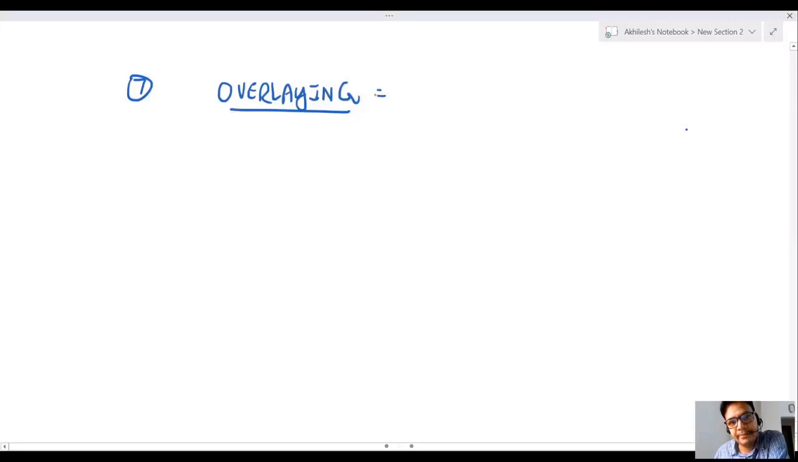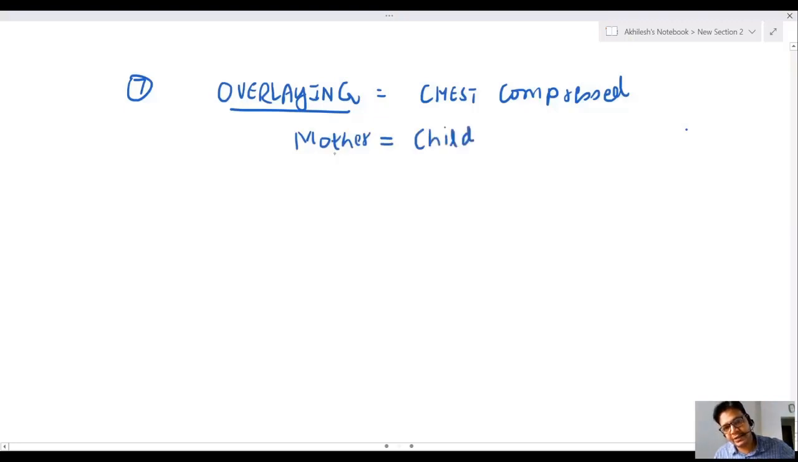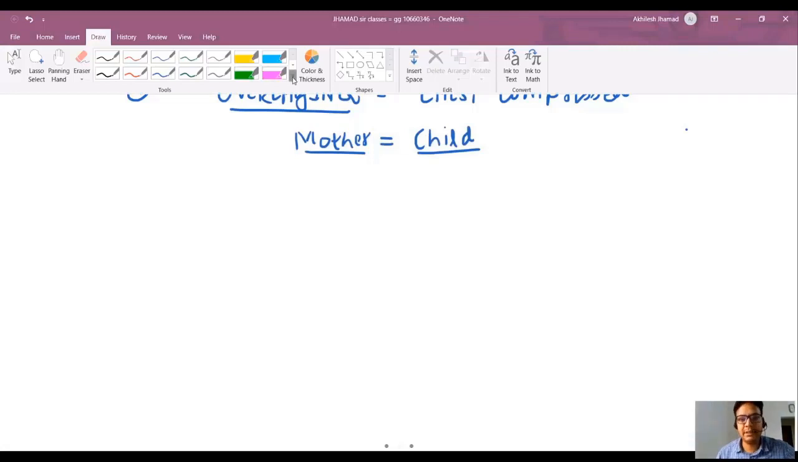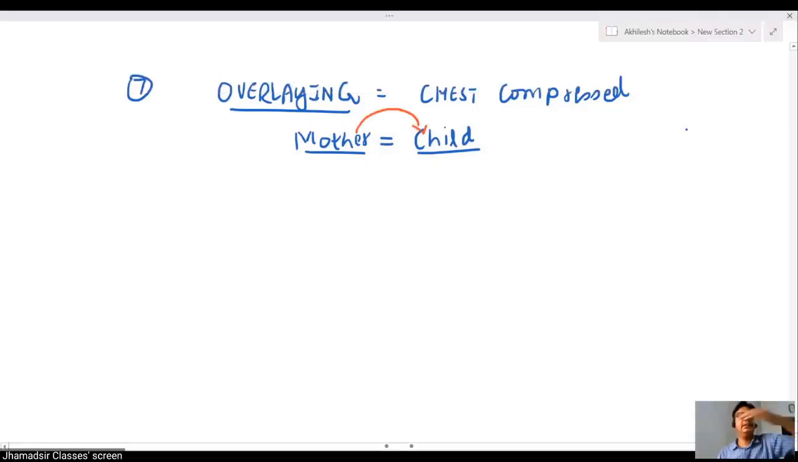What is overlaying? If your chest is compressed by a heavy weight, like a mother sleeping beside her child, and the mother comes over the child's chest, this phenomenon is known as overlaying. Chest compressed. See, in traumatic asphyxia, chest is fixed. In overlaying, chest is compressed. So that is the difference.